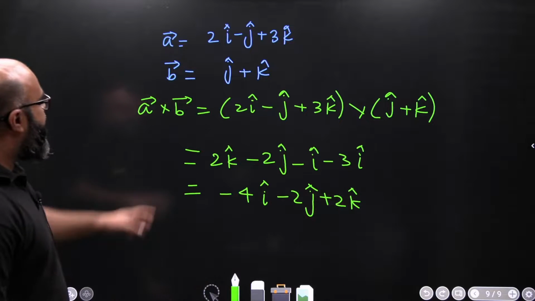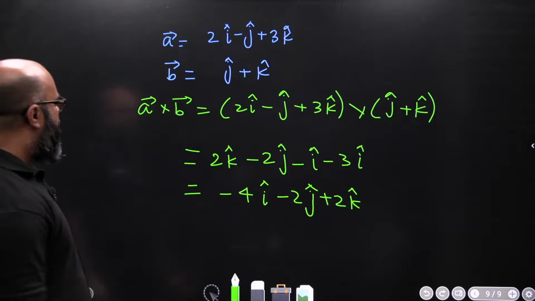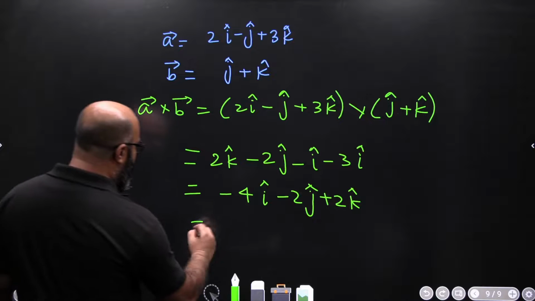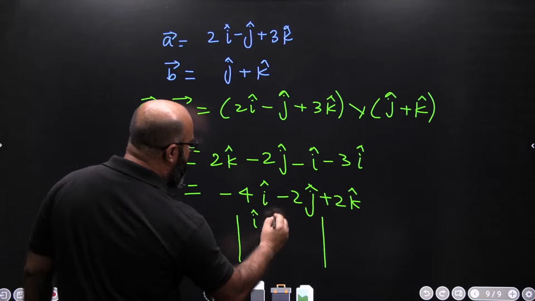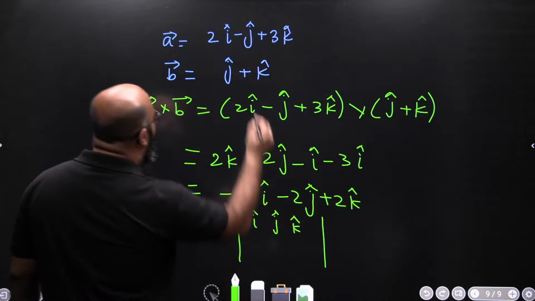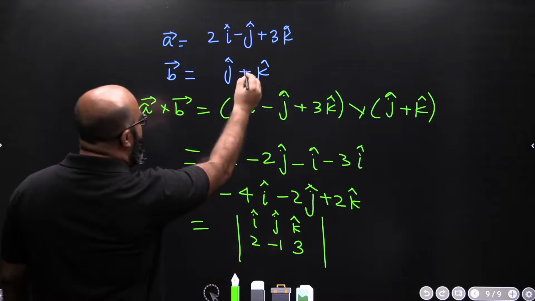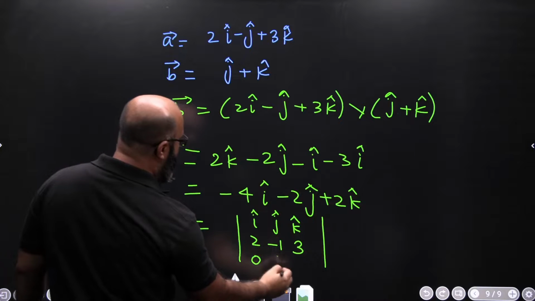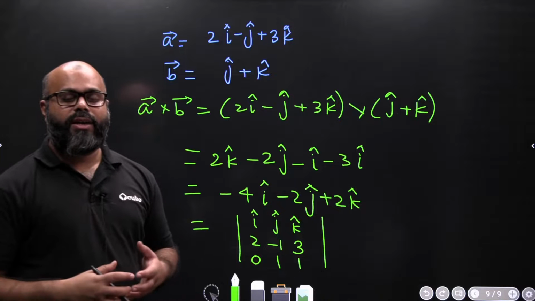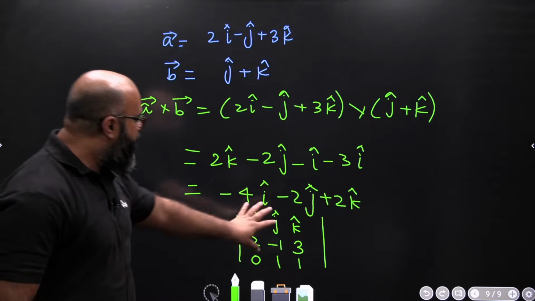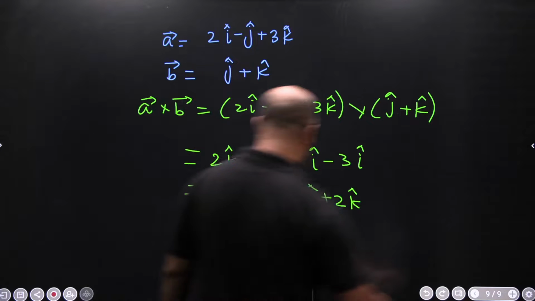Now let us take this in determinant form. How do we take this in determinant form? We take it like this. This is a determinant i, j, k, and the components are 2, -1, 3, here 0, 1 and 1. So this is also a way in which you can write it in short form, but this value and this value would be the same. It is not different. You can check also.